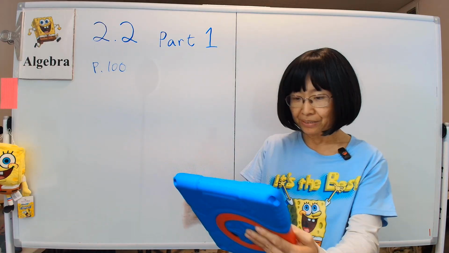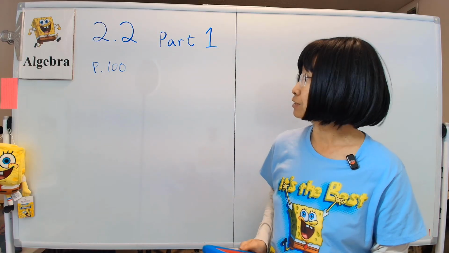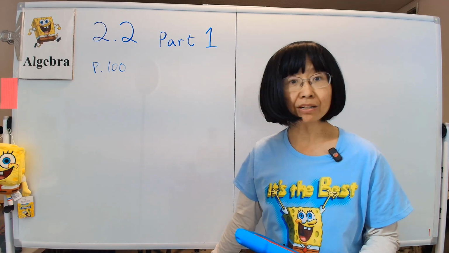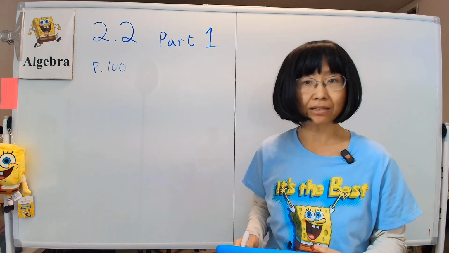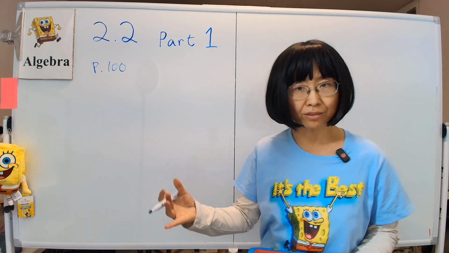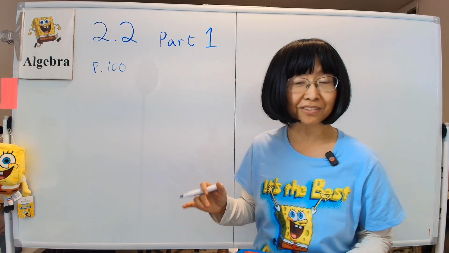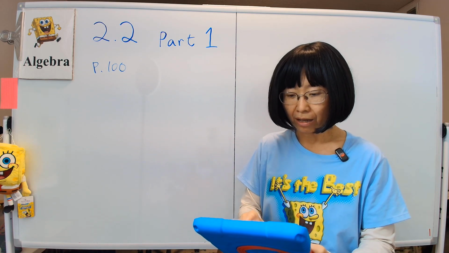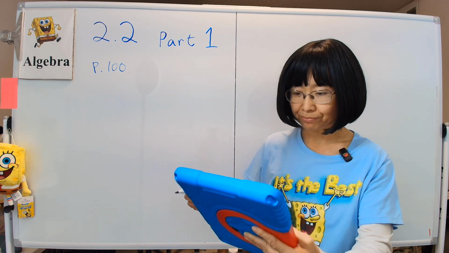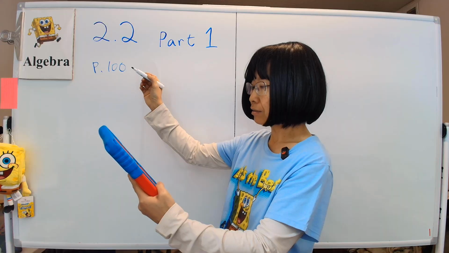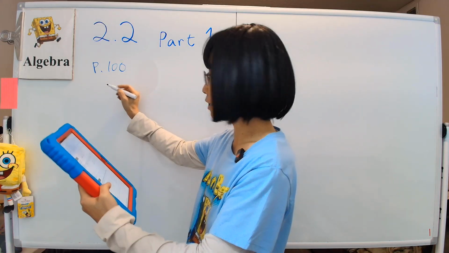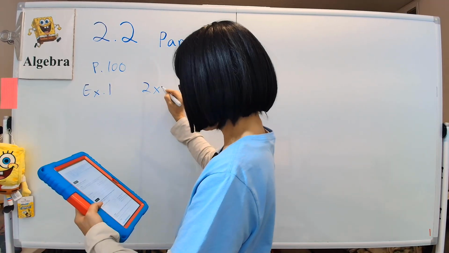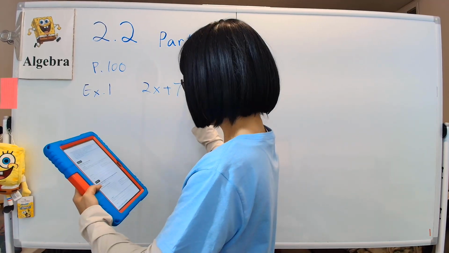Okay, so let's go to page 100 where we look at example 1. You probably already know how to solve some of these equations, but solving equations is basically all you ever do in math from this point on. So it's very important to be extremely good at it. Let's look at example 1, where we have a quick short equation to start with: 2x plus 7 equals 19.